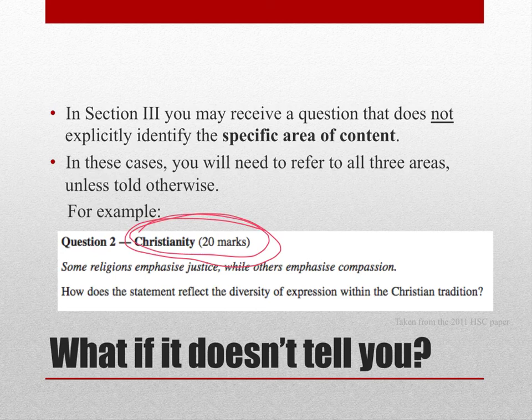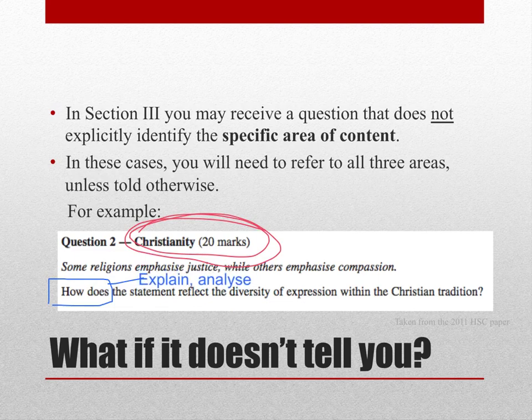You have no verb, you've got how does. Because you're looking at the relationship between diversity of expression and Christian tradition, you could probably use this as an explain, or because it's a little bit higher order and it is an extended response, it may even be analyse, because analyse means to identify the components and the relationship within them.